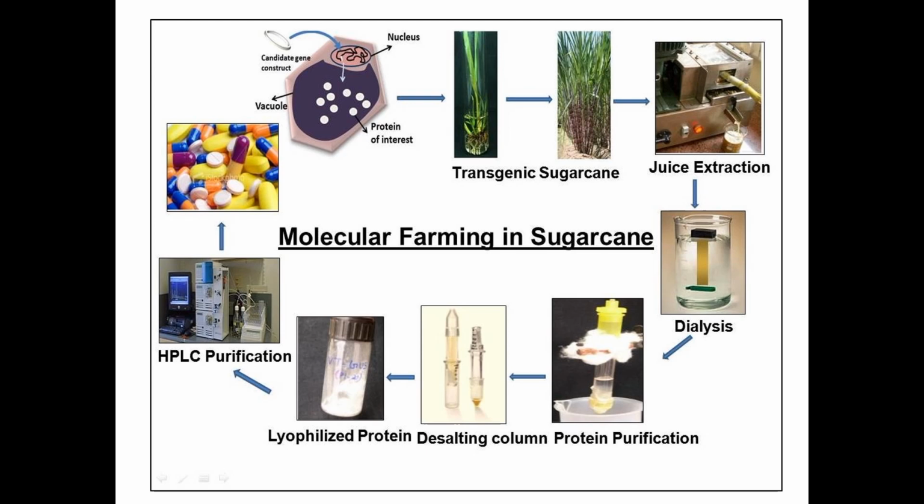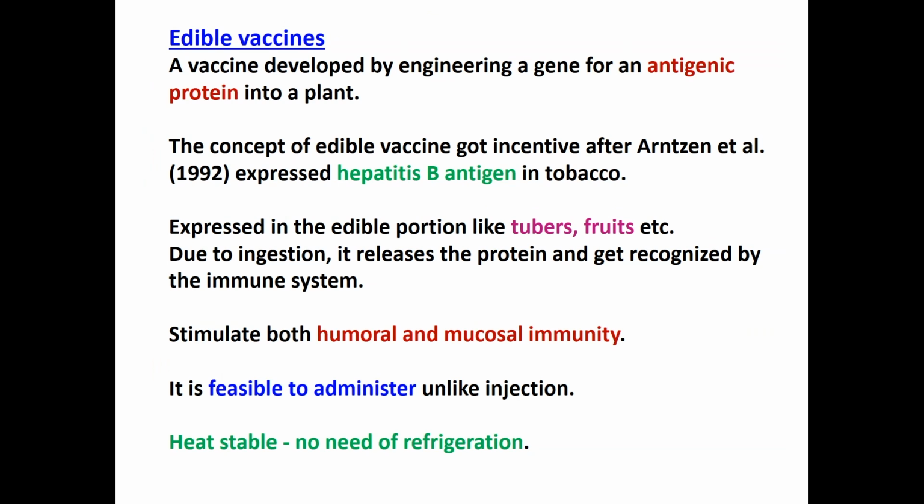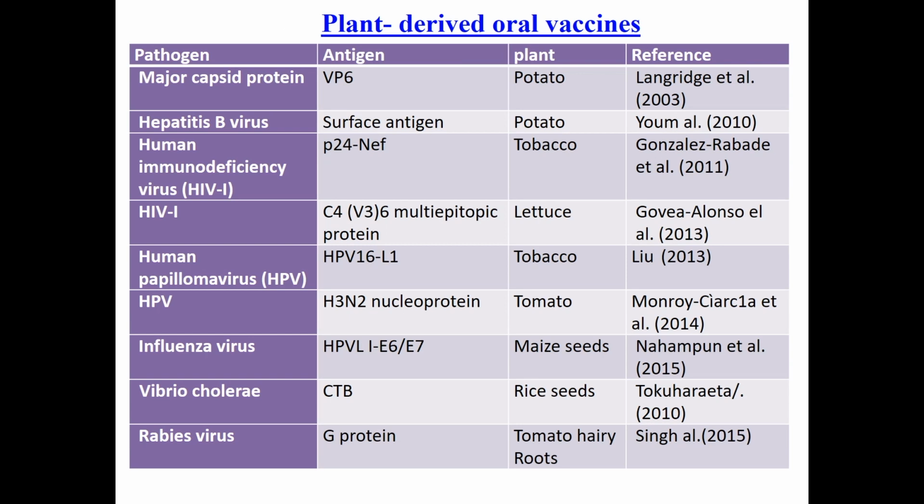And then this is a simplified scheme which I explained previously, and this is the best way to get a product in sugarcane. These are some of the antibodies produced in transgenic plants, and some of them are produced as edible vaccines, and then the hepatitis B antigen. There are numerous non-pharmaceutical proteins and pharmaceutical proteins produced in the plant system.